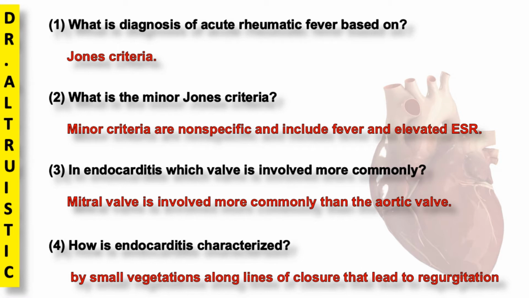1. What is the diagnosis of acute rheumatic fever based on? Jones criteria. 2. What are the minor Jones criteria? Minor criteria are nonspecific and include fever and elevated ESR. 3. In endocarditis, which valve is involved more commonly? The mitral valve is involved more commonly than the aortic valve. 4. How is endocarditis characterized? By small vegetations along lines of closure that lead to regurgitation.